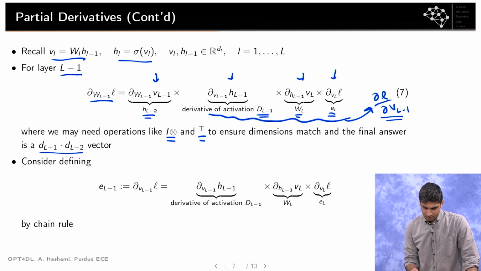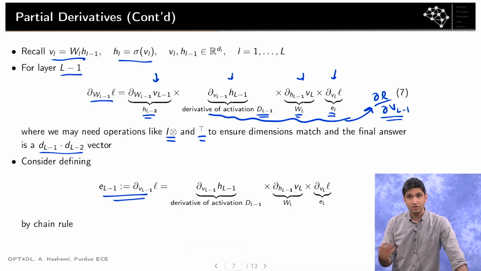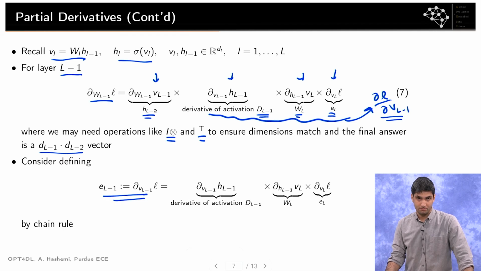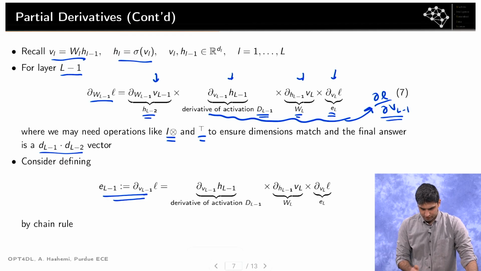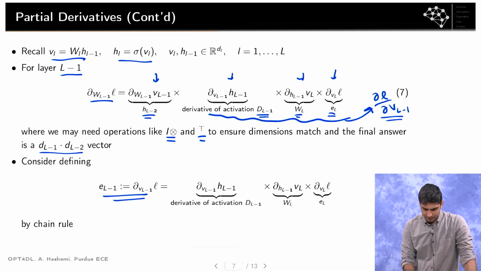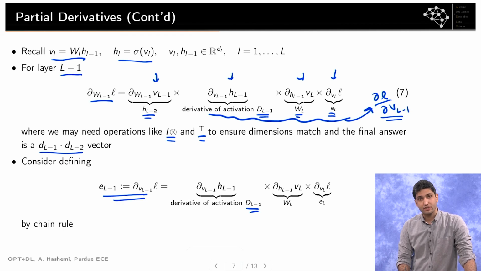Therefore it is meaningful to also give this quantity a name, which we will call the error signal for layer L minus 1, as opposed to the final error signal that we defined earlier. So what's its definition? Basically, this is the product of the activation derivative matrix of layer L minus 1, the weights of layer L, and the final error signal.